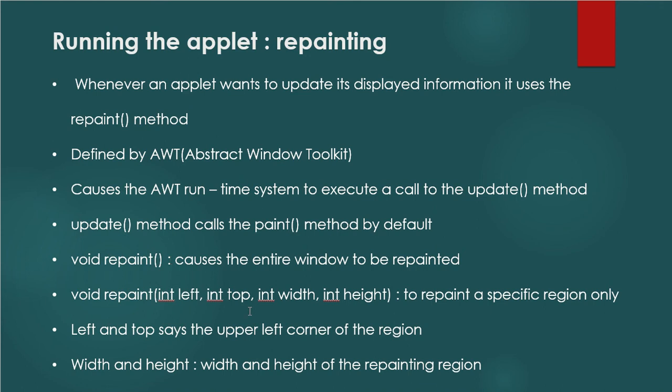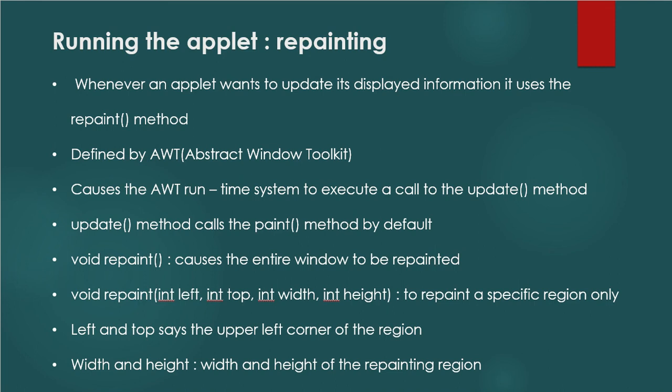If you have only a particular region to be repainted, in that case you can use this particular method implementation where you specify the top left XY position along with the required width and height of your region. So there are two ways by which the repaint method can be called. Now what happens when a repaint method is called? It will automatically invoke the update method, and the update method will automatically invoke the paint method. So your paint method will be invoked again with new content to be displayed.